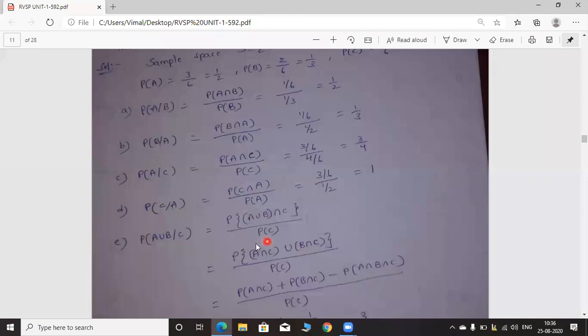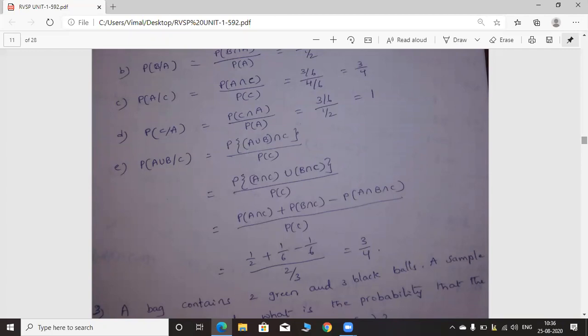Okay, so first while solving the fifth bit, you have to apply two laws. What are those two laws? First law is distributive law. After applying distributive law for the numerator, you will get the second expression. After applying addition theorem on probability, you will get this expression. Now you have to substitute the values simply. So what is the value of probability of A intersection C? That is already calculated, 3 by 6. 3 by 6 means 1 by 2. So here you have to write 1 by 2. Next, what is the value of probability of B intersection C?